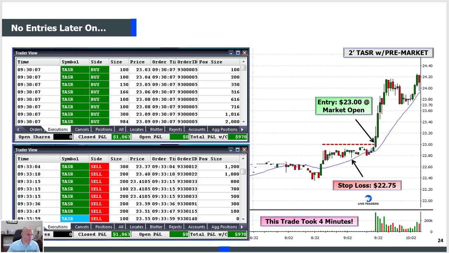I think that's the wrong one. I don't know why that's in there. Oh, this is the right one. My bad. Here's another one. Pre-market breakout. Those are the fills.